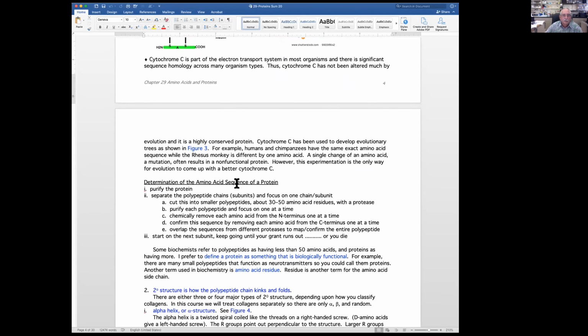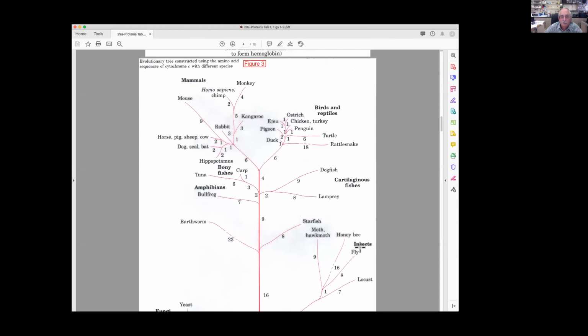So cytochrome C is part of the electron transport system in most organisms. There's been significant sequence homology across many organism types. That means the cytochrome C has not been altered very much by evolution. We say that it's a highly conserved protein. Yes, we're looking at proteins to understand evolution. So cytochrome C has been used to develop certain family trees like this.